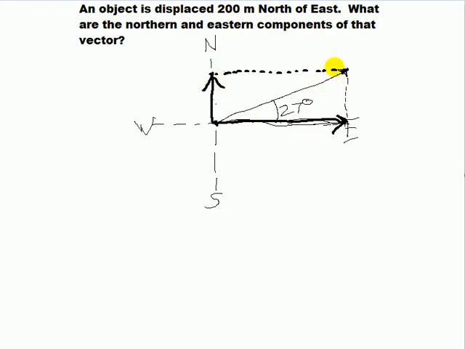Now if you notice, we have two triangles, one on top of each other. And these two triangles are useful because essentially the side opposite the angle here is the same as the northern component. So we can use this one triangle right here to find our components. So let's see, what do we want to use?